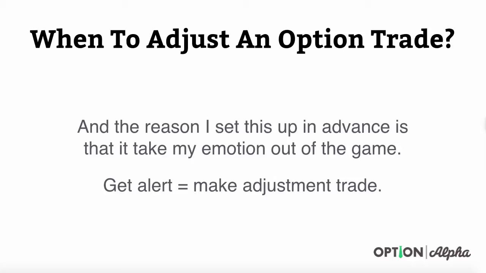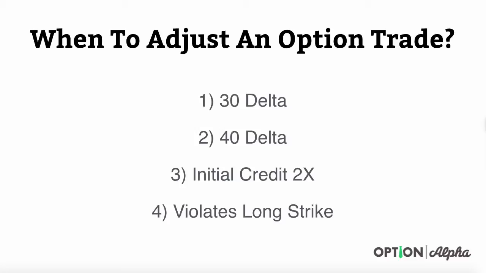There's no thought in here as far as, oh, maybe the market might come around or maybe the stock might rally or fall. There's none of that. Take your emotion out of the game. As soon as you get the alert, make the adjustment. So here's a couple ways that you can do it. And again, we will use some of these interchangeably here. There's no one set way to do it, but these are the ways that we've seen a lot of traders do it, and probably some really good ways to do it.